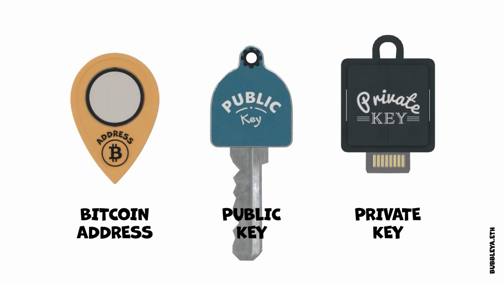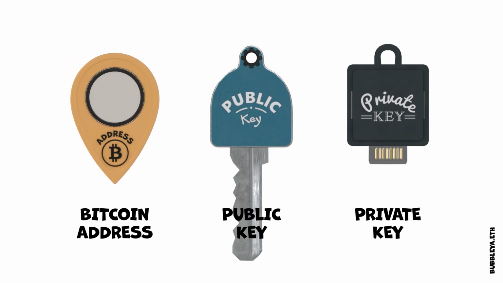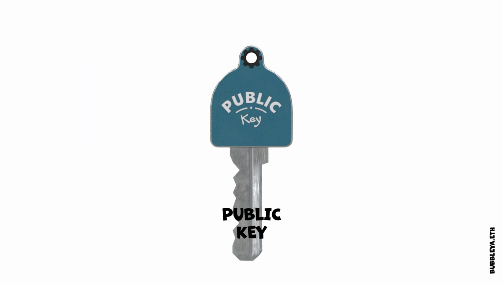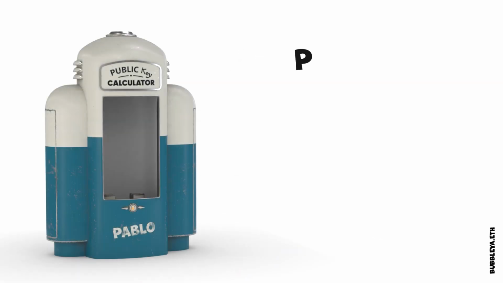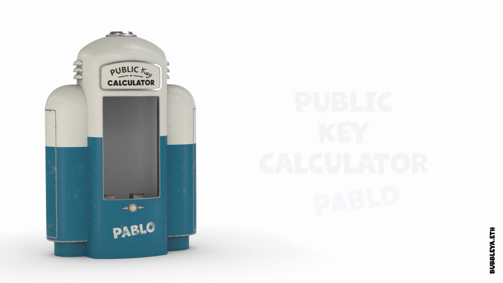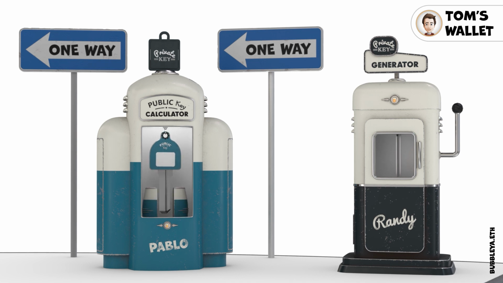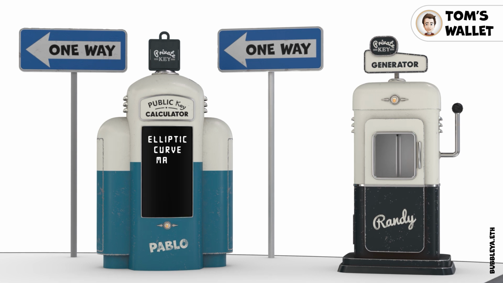Here are the private key, the public key, and the Bitcoin address. We already know the private key, so let's look at the public key and its algorithm. In our virtual Bitcoin wallet, we name the algorithm that calculates the public key, Pablo. To calculate the public key, Pablo requires the private key as input. For calculations, he uses one-way mathematical functions and algorithms.